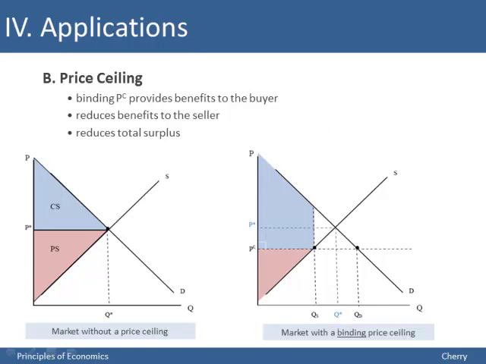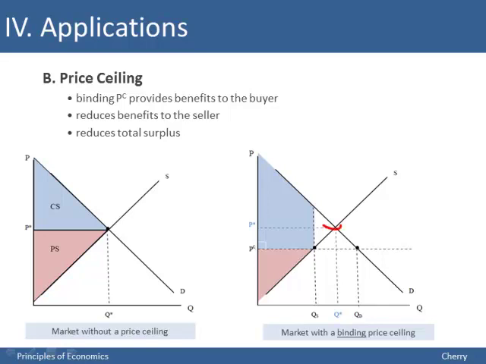And from what we learned before, we know a binding price ceiling is going to cause quantity supplied to go down, quantity demanded to go up, so you have excess demand. But prices are going to be forced to be below market price. So consumer surplus is defined the same way. It's the area under the demand curve above the price. So in this case, it's the price ceiling. By having a lower price, we have generated greater benefits for those buyers able to purchase.